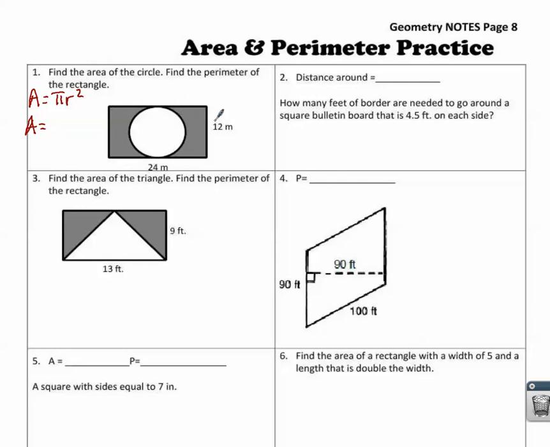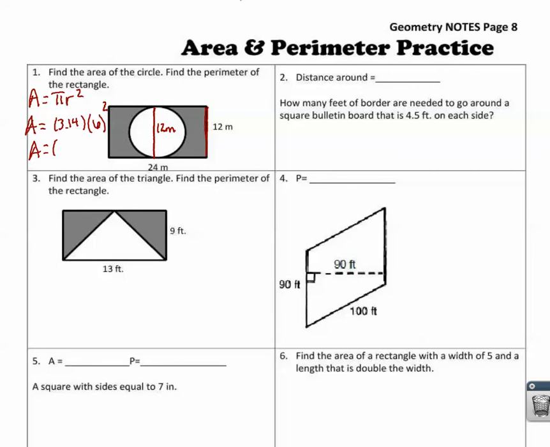R stands for radius. You want to use the side length of the rectangle to find the radius of the circle, since the circle goes the entire length of the side of the rectangle. So you know the diameter is 12 meters, so that means the radius is going to be 6 meters. So I'm going to say 3.14 times 6 squared. GEMDAS says that we do our exponents first. So you want to say 3.14 times 36.